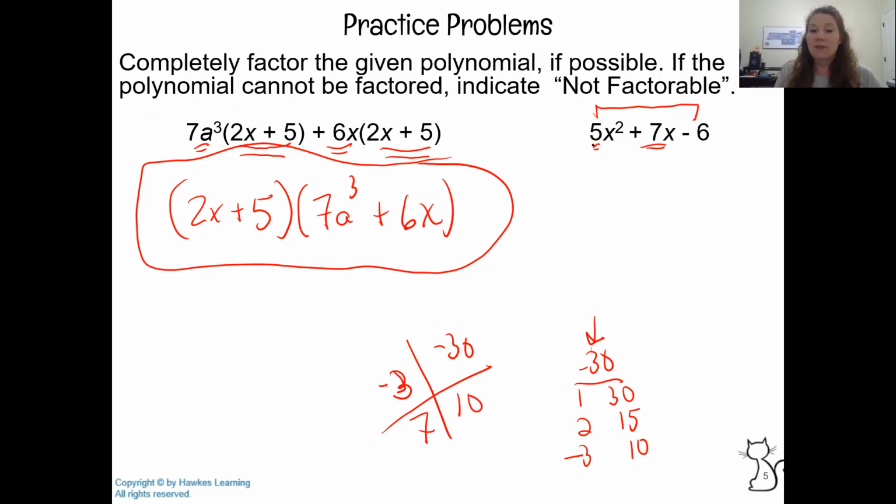So since this is not a coefficient of 1, we're going to bring down our first number. We're going to bring down -3x. Now remember, we have to get 7x. So we have to add an x to these 2 numbers. Plus 10x. So -3x plus 10x is 7x. And then we bring down our last term. Now, since we have 4 terms, we're going to use our grouping method.